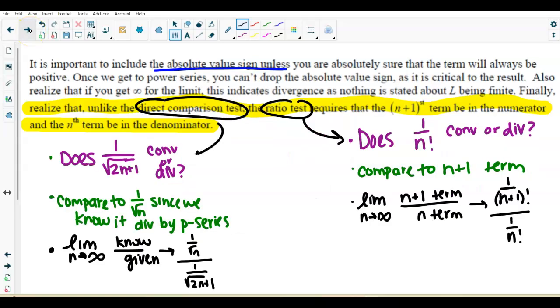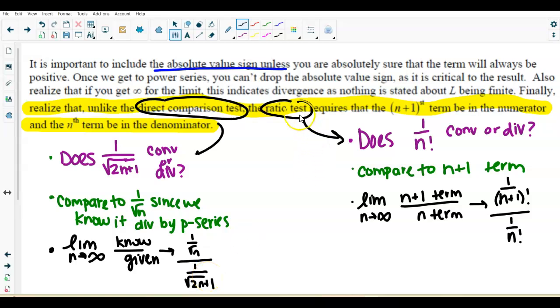All right, let's take a look. Just a couple recap things. The direct comparison test, that's when we compared it to something we knew for a fact. So let's just say on this left side we had 1 over square root of 2n plus 1. That kind of looks like a p-series that we could compare to. It was easy enough, it was a 1 over. And so when we were given the direct comparison, we used our known convergence, so we knew 1 over square root of n diverges, so we put that on top over our given problem.